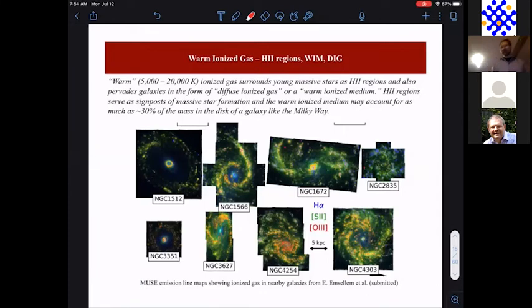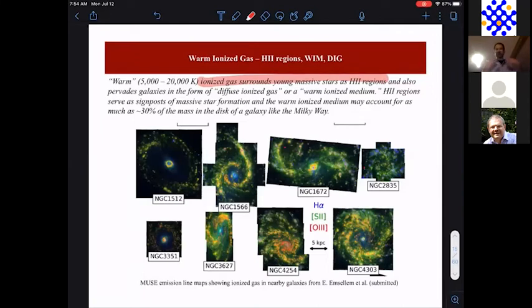Let's now say you've taken your atomic gas, you've formed it into a dense cloud, and it's formed stars. Those stars will play an important role in creating a warm ionized medium. So there's also warm ionized gas. To first order, in a normal star-forming galaxy like the Milky Way, this is not exclusively where this gas comes from, this warm ionized gas surrounds massive young stars as HII regions.